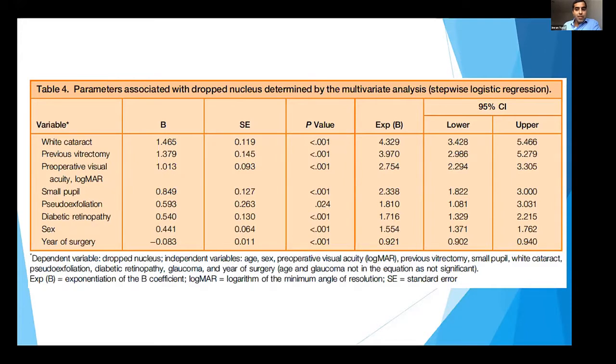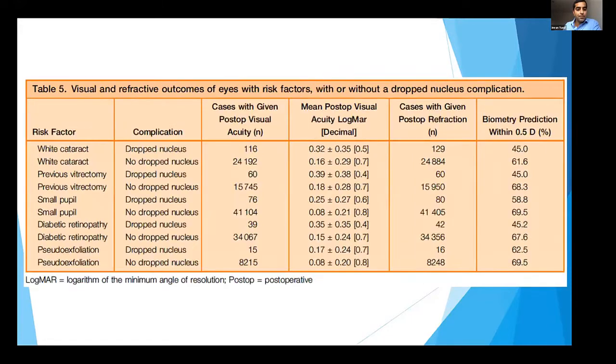You can see the weighting given to the risk factor in the second column. You can see there's a negative weighting given to the year of surgery, because the study found that as time went on, the incidence, or the frequency, I should say, of dropped nucleus went down. The other values really are similar in their nature to the previous table, so I won't go over those, but you can see all these factors are significant on multivariate analysis. The large numbers in the dataset obviously allow them to do this sort of statistical modeling.